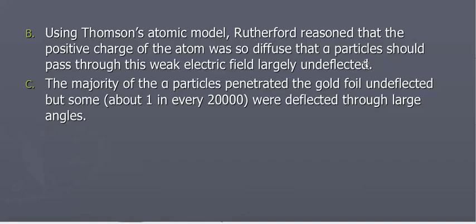He was using Thomson's model, which was the plum pudding model, and he said that based on Thomson's model, where the electrons are stuck in place and the positive charge is spread throughout, the alpha particles should pass through the weak electric field largely undeflected. Now, most did pass through the electric field undeflected. However, a few alpha particles were deflected through very large angles, and it was only like 1 in every 20,000. So a very small portion were actually deflected at these large angles.